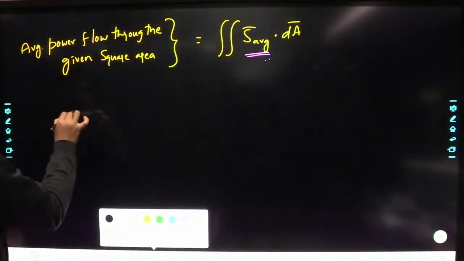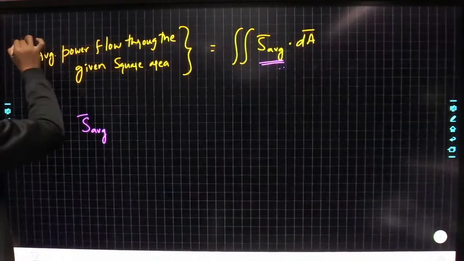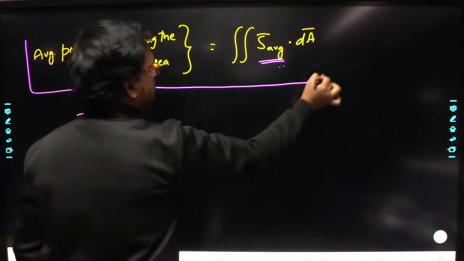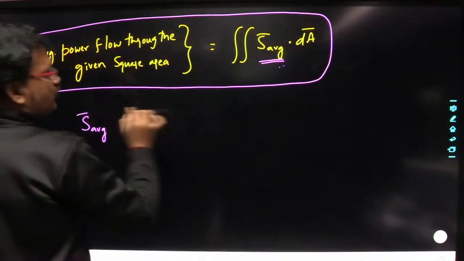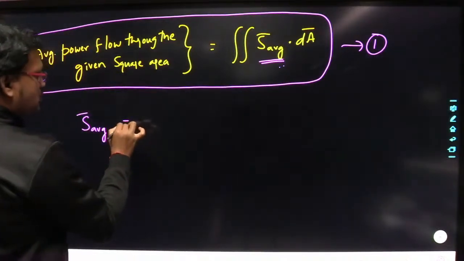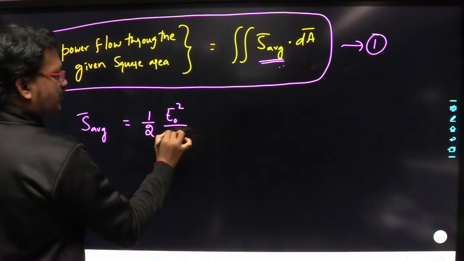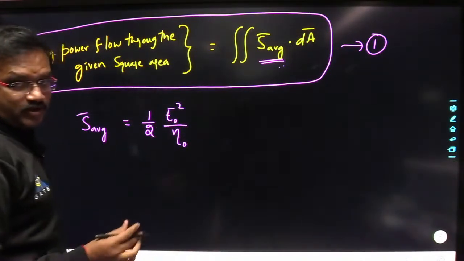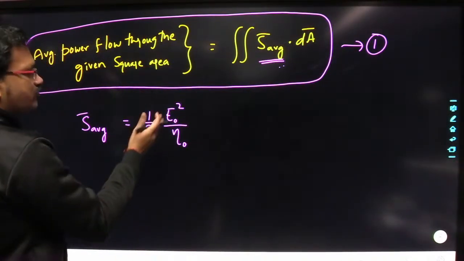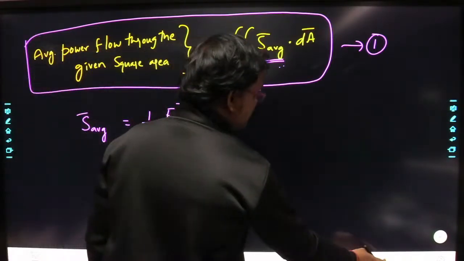So the average Poynting vector, S average. Let us name this equation 1. So S average is equal to half into E naught square divided by eta naught. Since the medium is free space, you can simply write half into E naught square by eta naught. And here they have given the expression for the electric field.